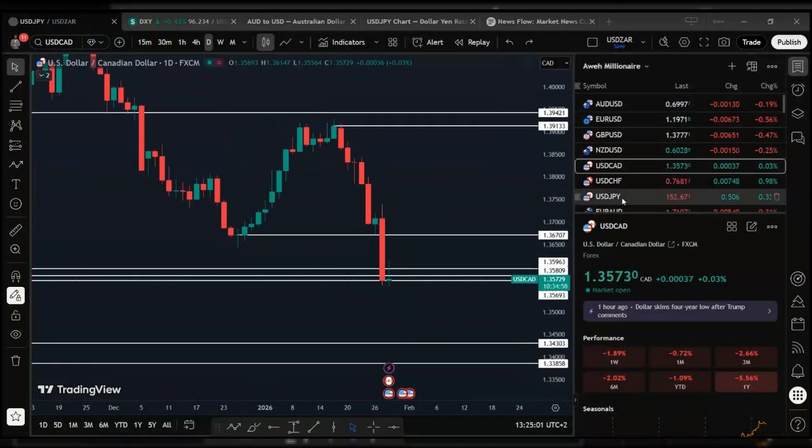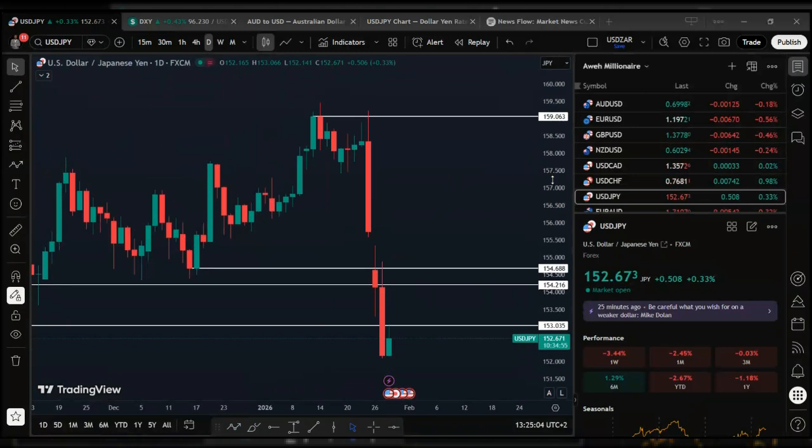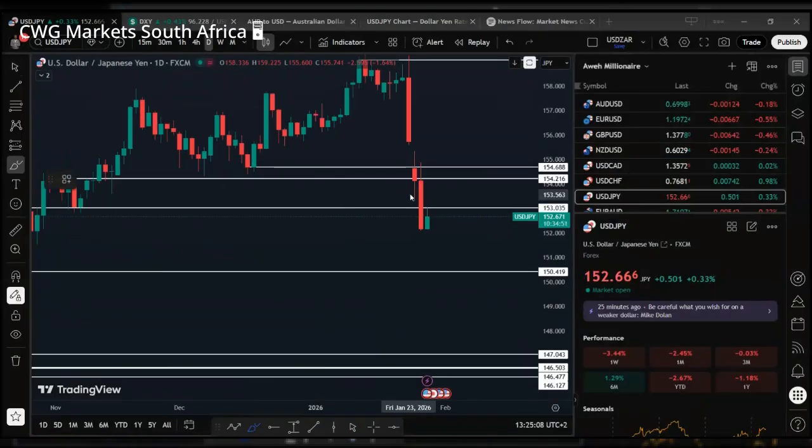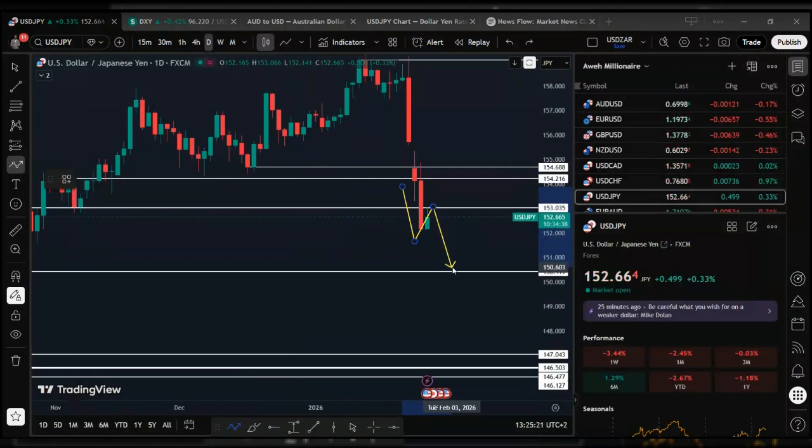Next up, we've got USD JPY, dollar yen. As you can see here, price has broken through our major support and now retested, turning it into a major resistance level at the 153.03 level, where a bounce off this level continues this downward momentum, opening up doors for price to continue and test the next major support at the 150.41 level of support.